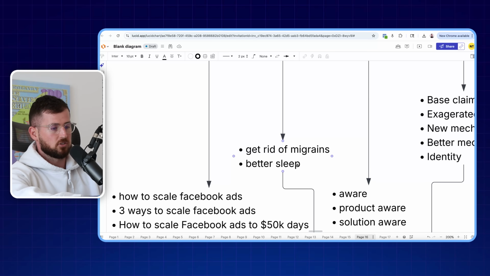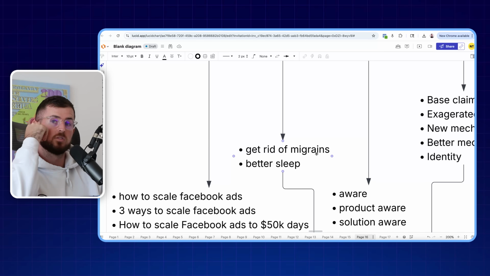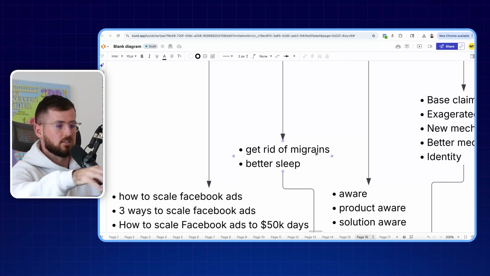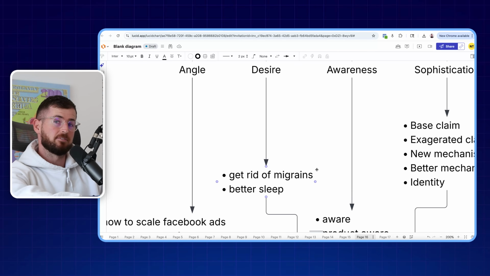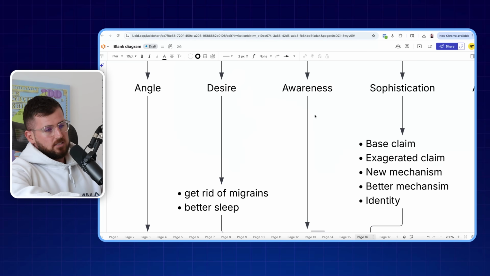One person wants better sleep at night. One person wants to get rid of migraines. I just had a student who was advertising a product specifically for migraines and just switched over to the desire of better sleep. He found a new winning ad, and now he's spending $1,700 a day at a 3x return on ad spend.